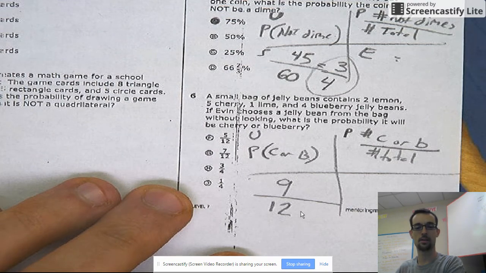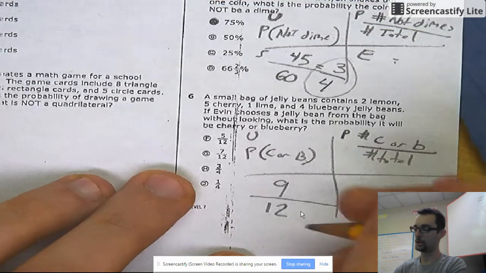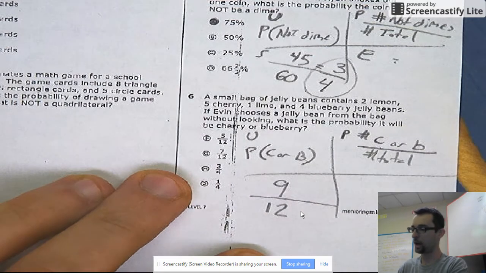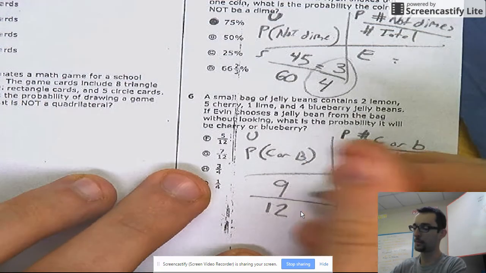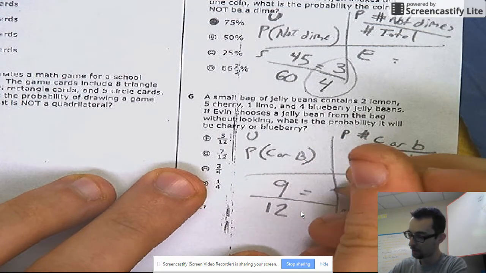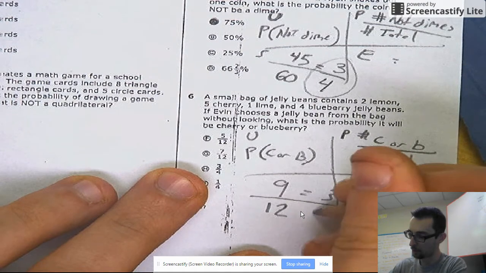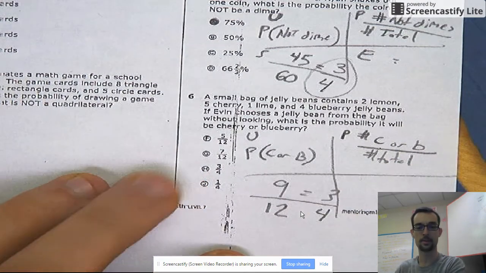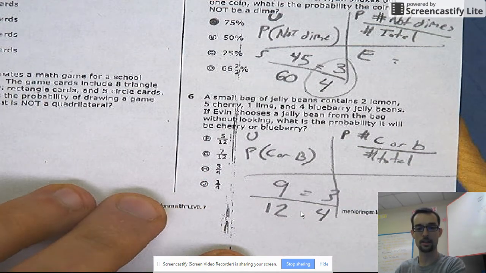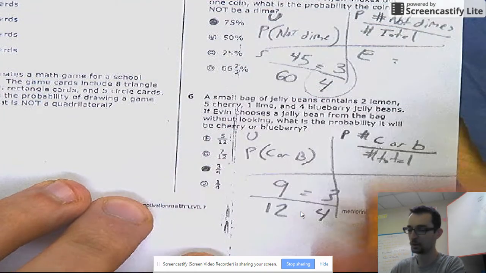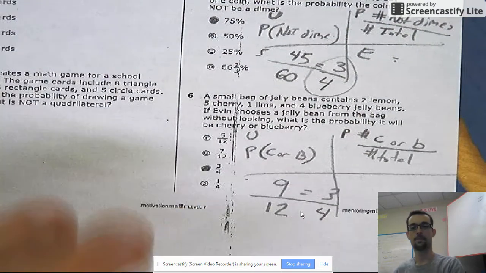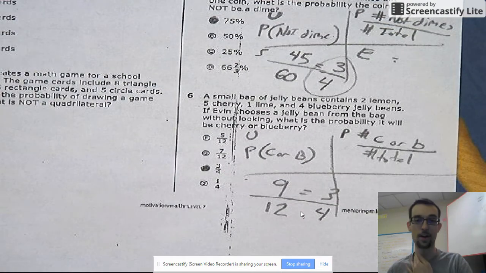So that's my answer: 9/12. Now that doesn't look like it's an answer choice, so I'll have to reduce my fraction. 9 and 12 are both divisible by 3. So 9 divided by 3 gives me 3, and 12 divided by 3 gives me 4. So my answer is 3/4. Hey, there it is right there, choice H. Which I already learned from the last problem was 75%.